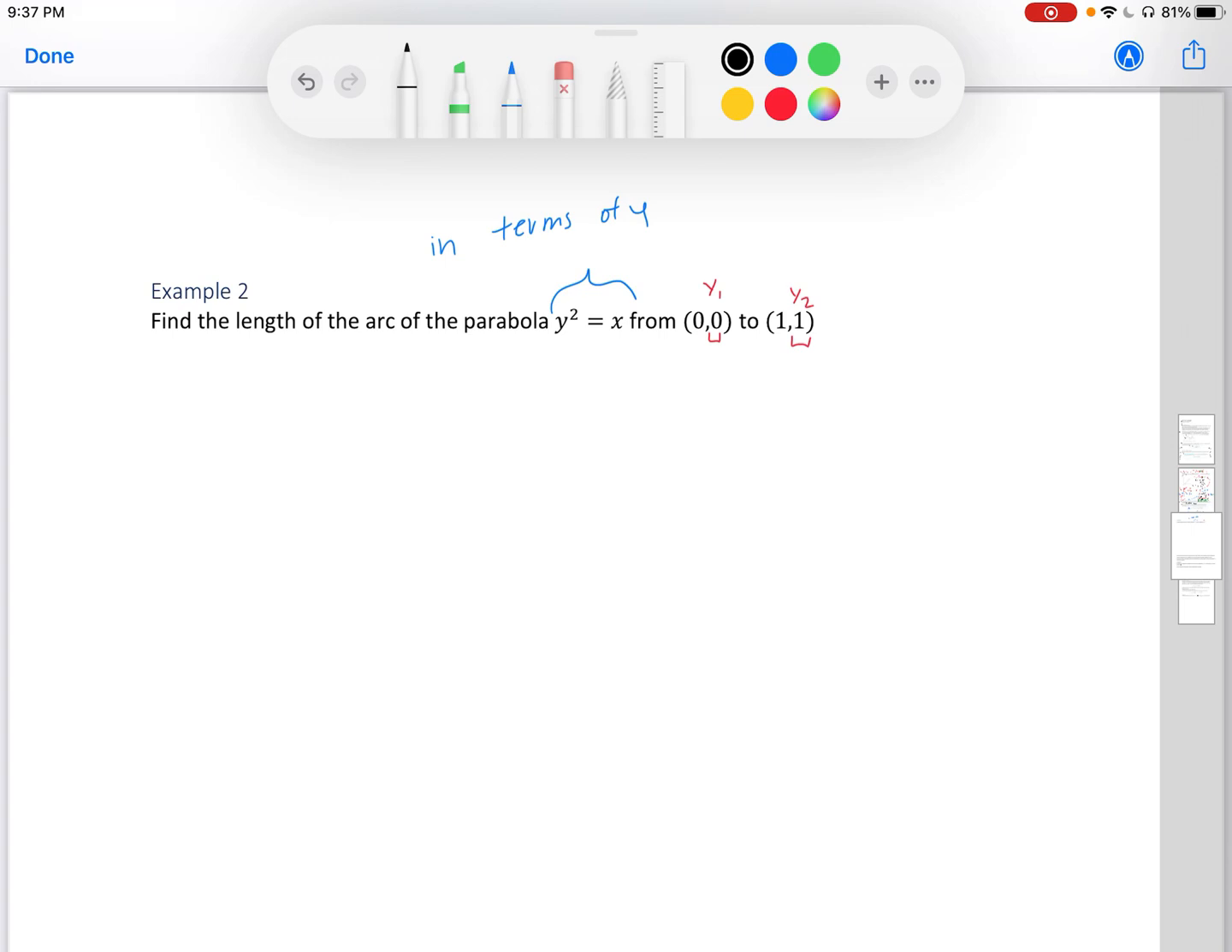So our equation would be the integral from 0 to 1 of the square root of 1 plus our derivative squared in terms of y. Let's find our derivative. So we have y squared equals x, or maybe it might be easier to write x equals y squared. Let's go ahead and find x prime, our derivative, which is just 2y.